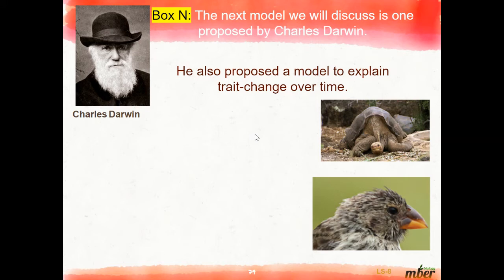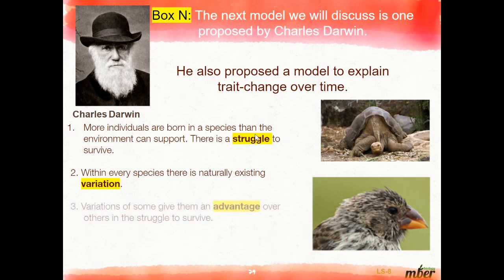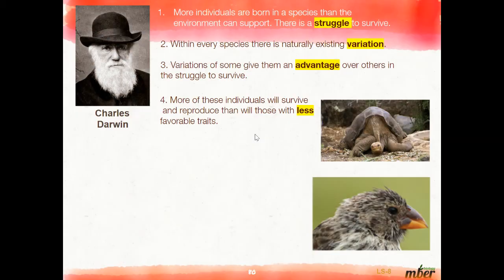Okay, so box N. The next model that we will discuss is the one proposed by Charles Darwin. He proposed a model to explain trait change over time. He thought that more individuals are born in a species than the environment can support. There's first a struggle to survive, and within every species there is naturally existing variation. Variations of some give them an advantage over others in the struggle to survive, so more of these individuals will survive and reproduce than those with less favorable traits.